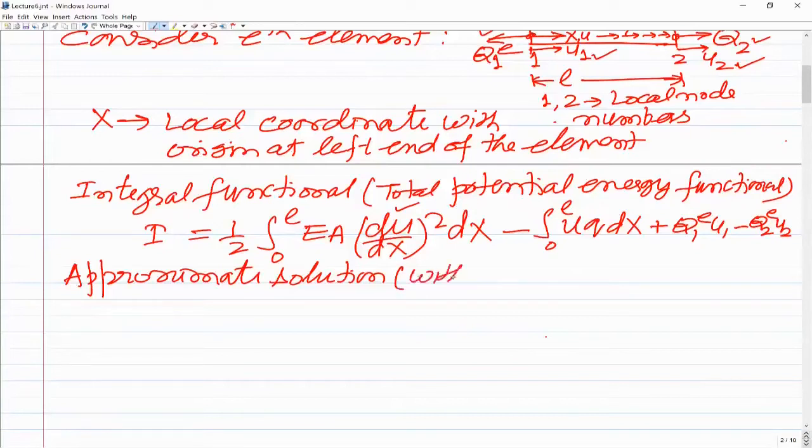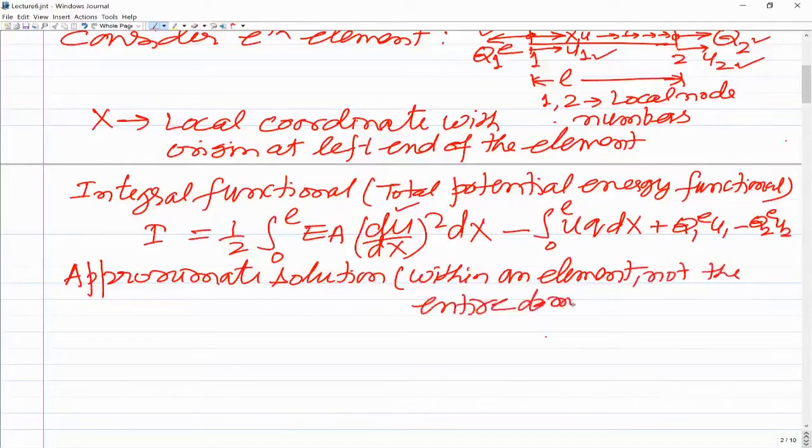So this is within an element and not the entire domain. Earlier, like in approximate analytical solutions, we were assuming the solution which is valid over the entire domain. So now whatever we assume, it should be differentiable at least once.